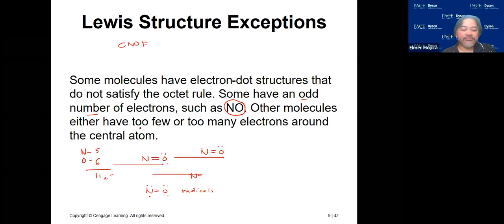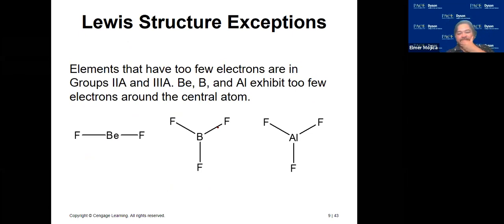The other one can either have what? Less or more than 8. Okay? So the one that is less than 8, these are the one before carbon. So these are the one that could be in the group 2A and 3A. So group 2A, you can only have at most what? 4 electrons. Group 3A, you can have at most 6 electrons. Okay? They are not required to follow the octet rule. So these are the ones that's less. Aluminum, which is group 3A, you also have only 6 electrons.